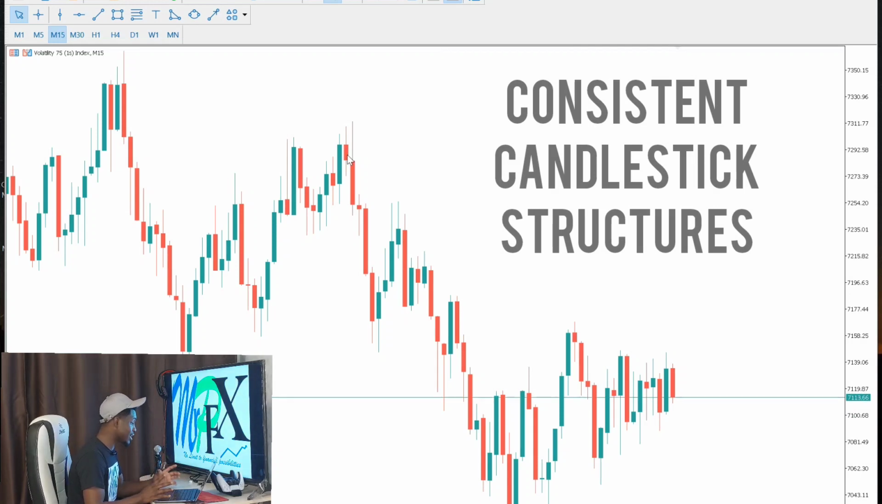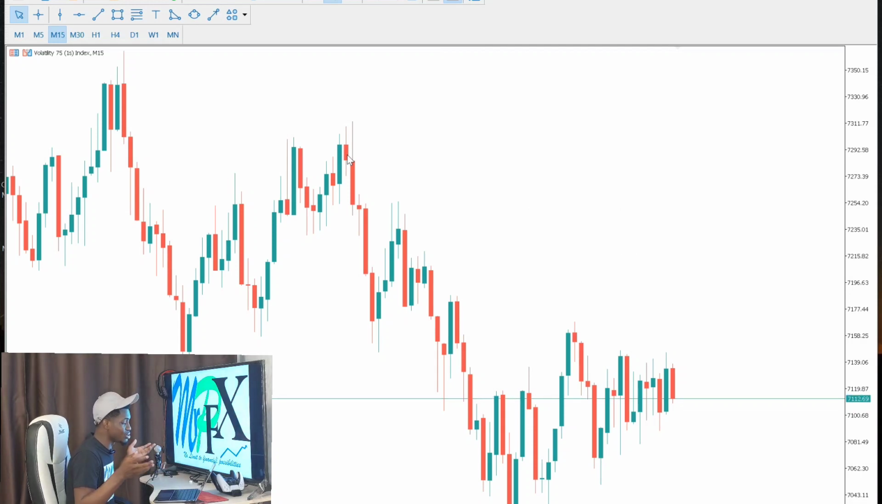You can see this evening star here. When it gives you an evening star or any structure, your bearish engulfing, your bullish engulfing, or your cloud cover, anything it gives you, once it gives you your structure, it starts obeying the structure. That's something about this chart also.